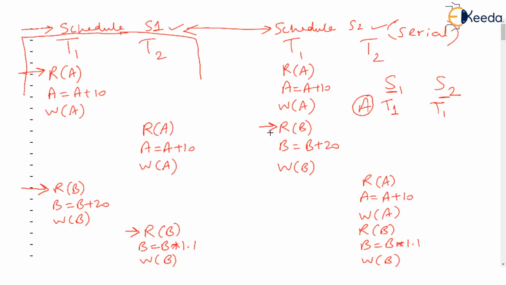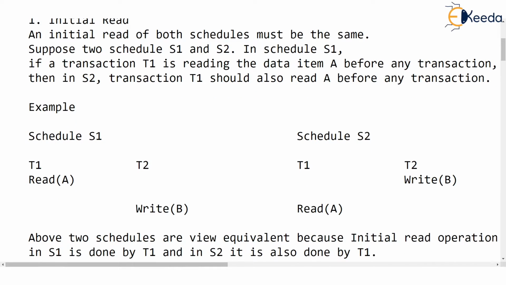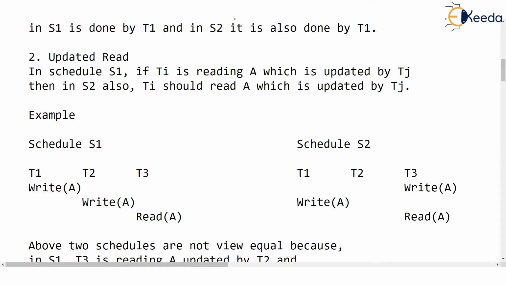So we can say that data item B is read first by T1 in schedule S1 and also read first by T1 in schedule S2. So initial reads of A and B are not conflicting in S1 and S2 schedules. So that is the meaning of initial read. Okay, I hope you have understood what initial read means and how it should be satisfied. Now let's see the second condition. I said there are three conditions, only then the two schedules will be view equivalent.